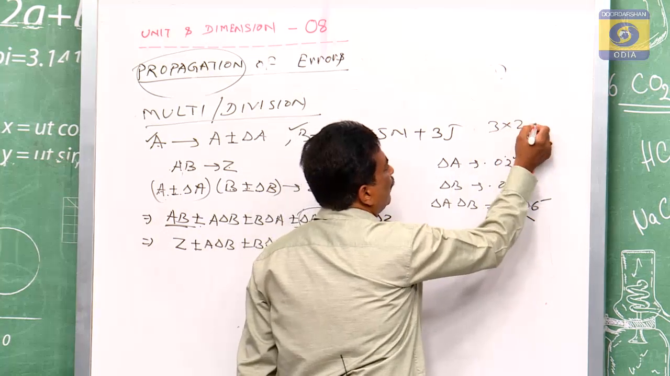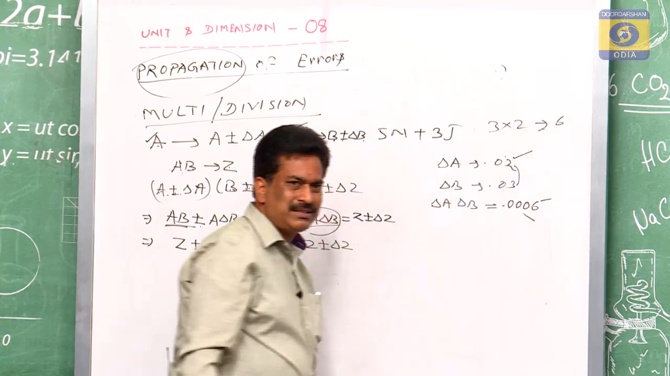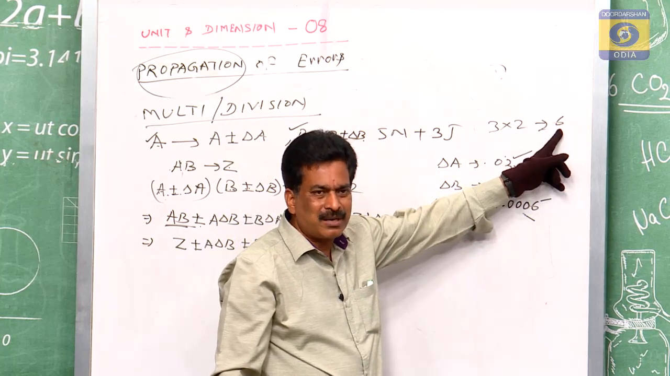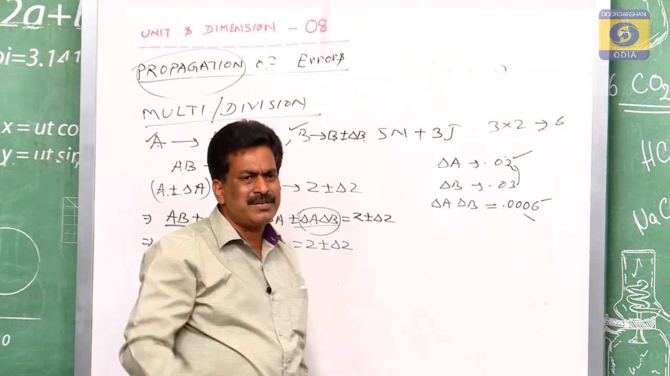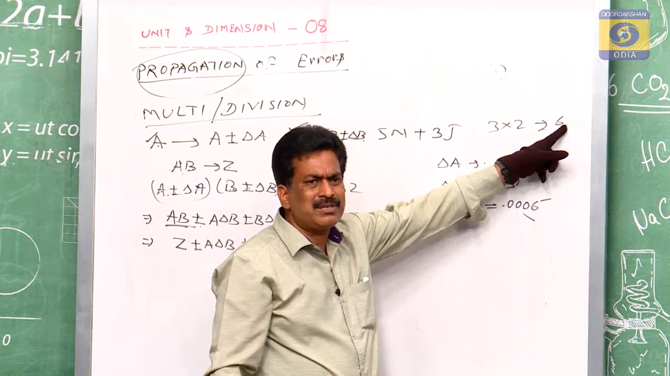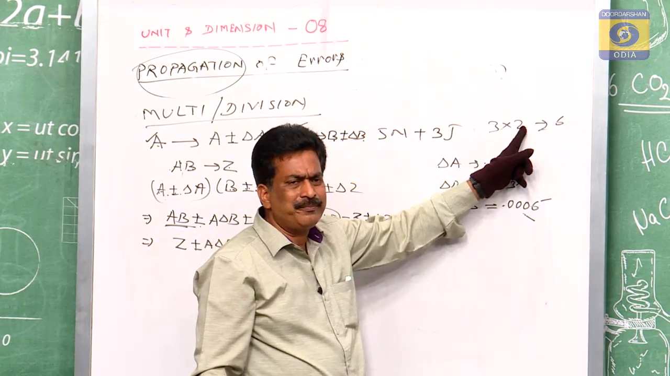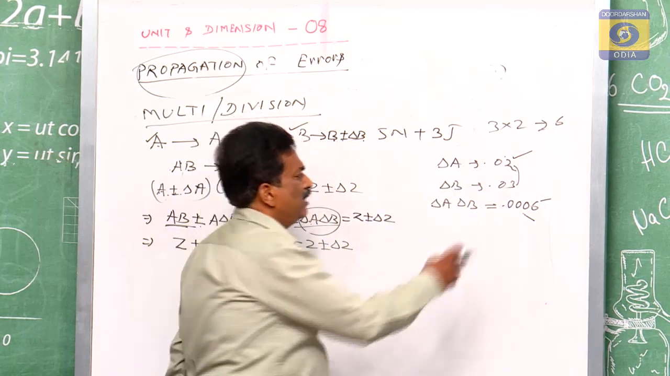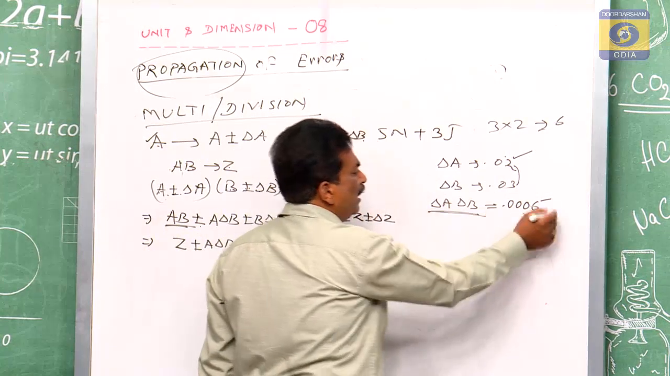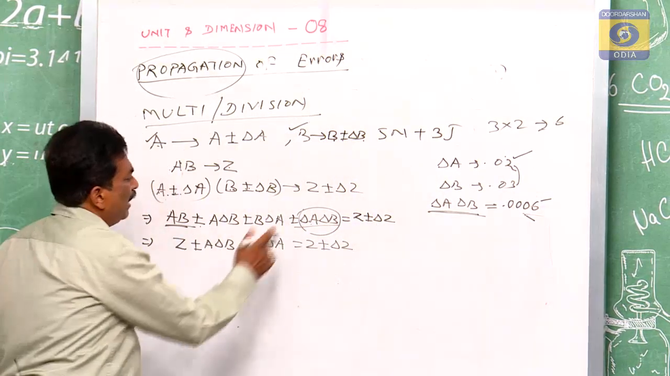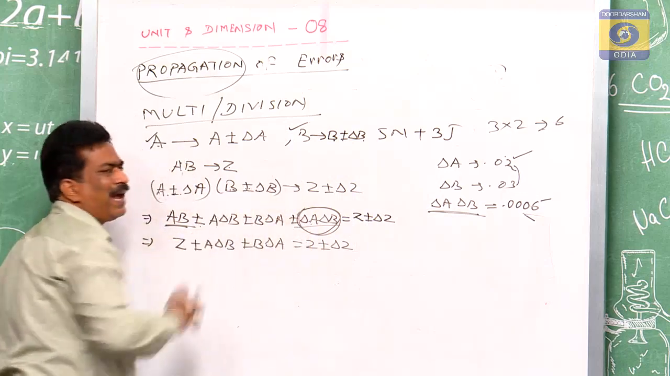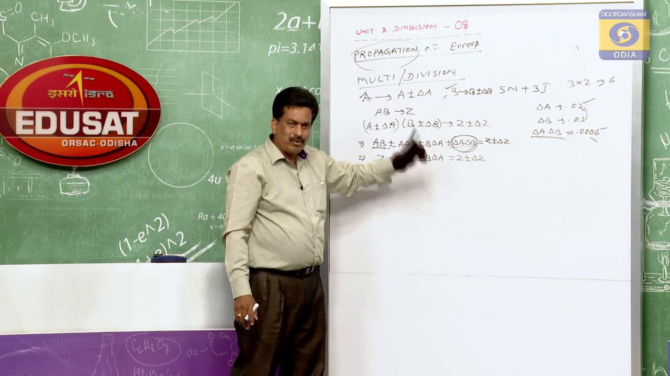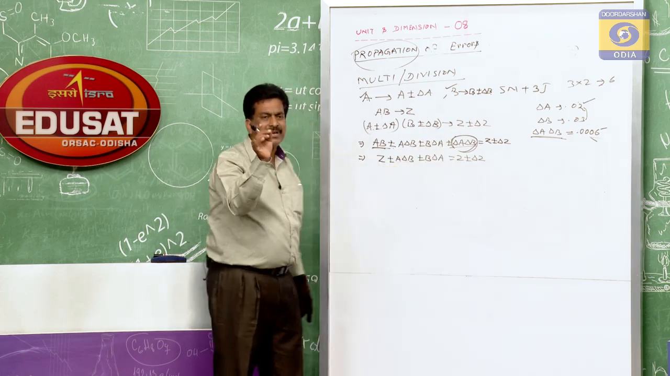Suppose 3 is multiplied by 2, the result is 6. Can you say that the multiplication value is less than the individual values? Here the multiplication value is 6, and the individual values are 3 and 2, so it is more. But for the point values, it will be the reverse. Therefore, del A del B is very, very small, so I neglected this factor. Clear, my students? I left it knowingly because it is very, very small.